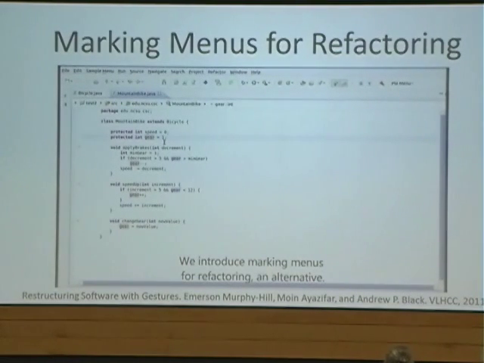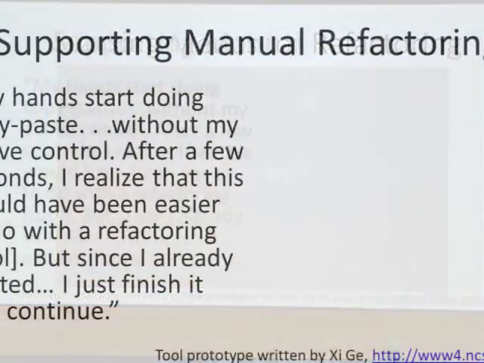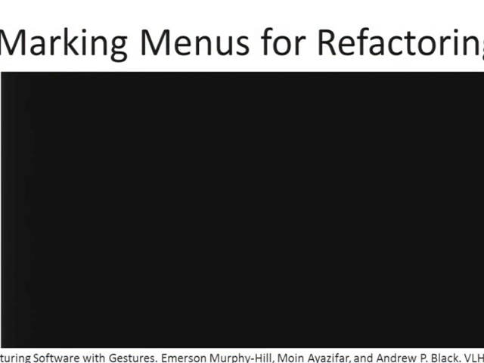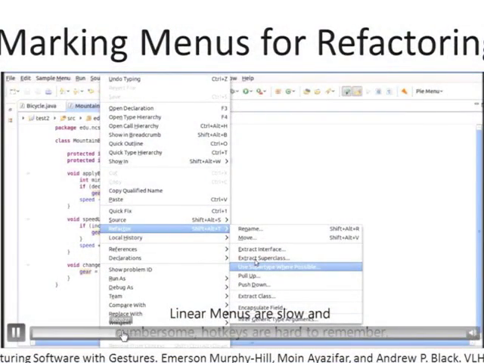And so marking menus have been an alternative that have been around for a while. We didn't invent marking menus. Marking menus are essentially context menus, except that the items appear in a circle rather than in a linear menu. So if we can get there again.